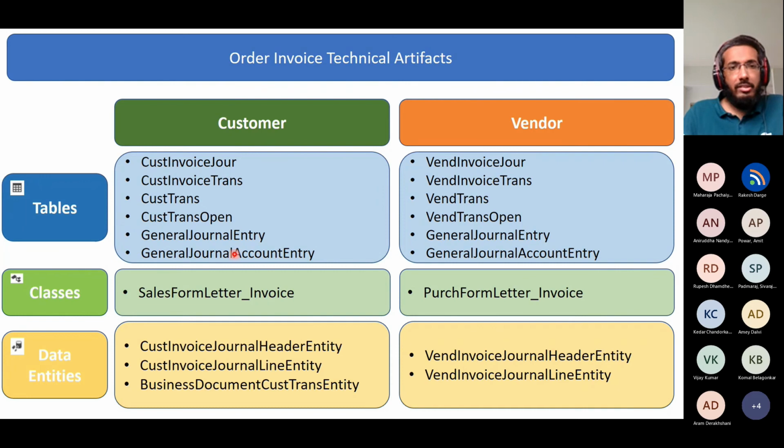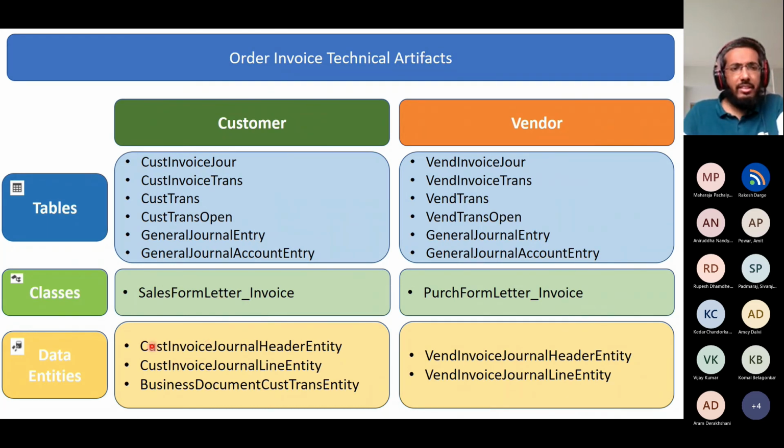This set of tables is actually affecting your main accounts. This is where the transactions are getting stored for the main accounts: general journal entry and general journal account entry. Similar to your packing slip and confirmation, there is the same class, SalesFormLetter_Invoice, and PurchFormLetter_Invoice for vendors, for purchase orders, which deals with performing the operations for your invoicing activities.